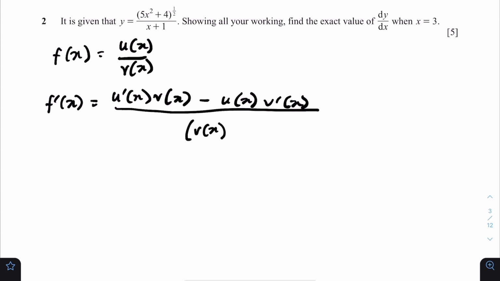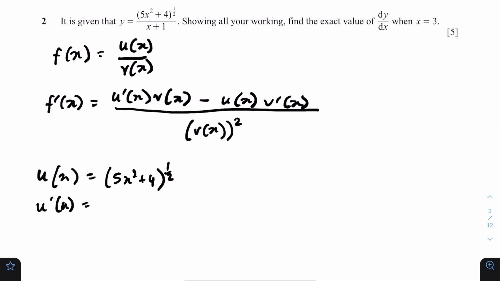v of x squared. So let's identify our u and v and then differentiate them to find the two derivatives. So u of x in this case is the one on the numerator, so that's (5x squared plus 4) to the power of half. Then the derivative, by using the chain rule, is equal to half times 10x. Oops, that looks like a 70.